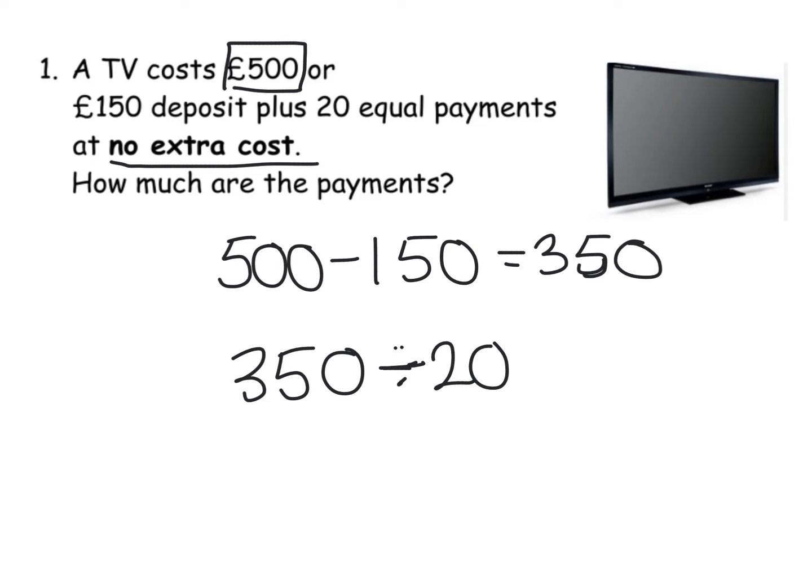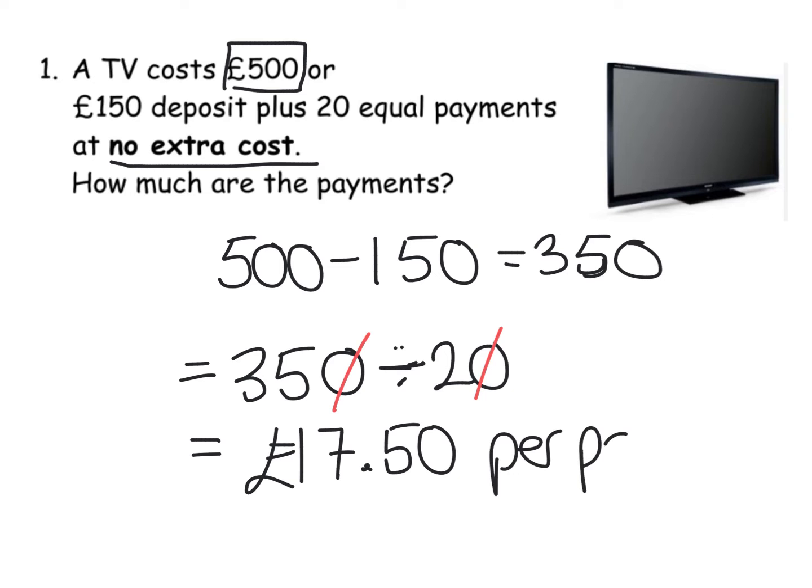Now there are two different ways to do this question. You could do a little divide sum, you could count up, or we could just simply cancel off a 0 here and here, and that makes the sum 35 divided by 2. And then half of 35 would be £17.50. So my payments would be £17.50 each. So I'm just going to write per payment, and that's the question done. Okay, let's do a second one.